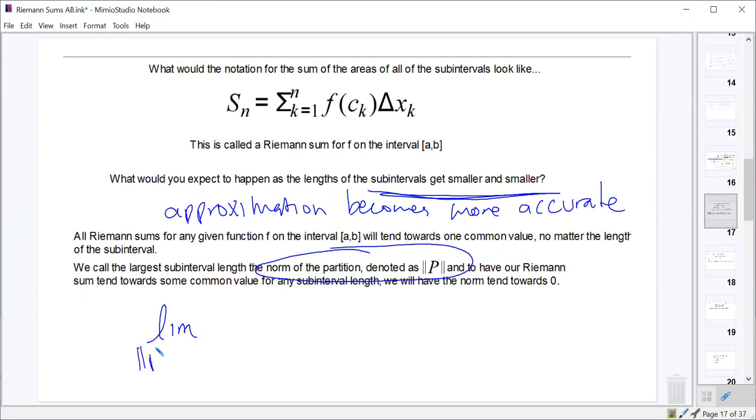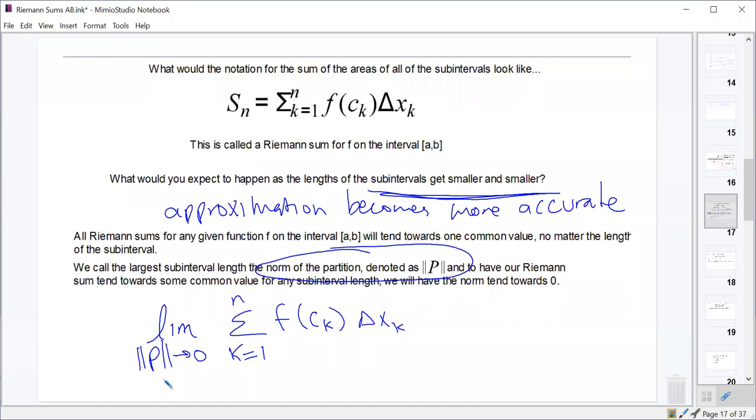as the norm of the partition approaches 0 of this sum from k equals 1 to n of all of these areas of these rectangles. Does that sort of make sense? Is that the final equation for finding an integral? No, it's not the final equation, but don't worry, we'll get to it in just a moment. I know we only have like 2 minutes, so we've got to get there quick.